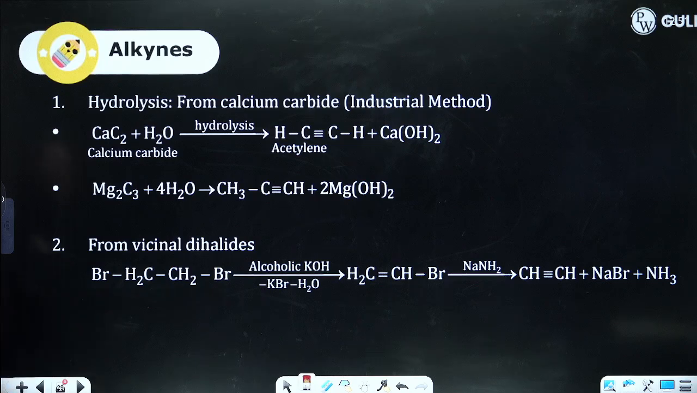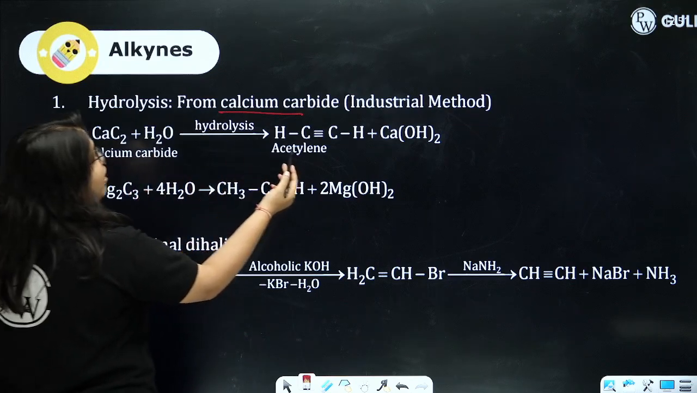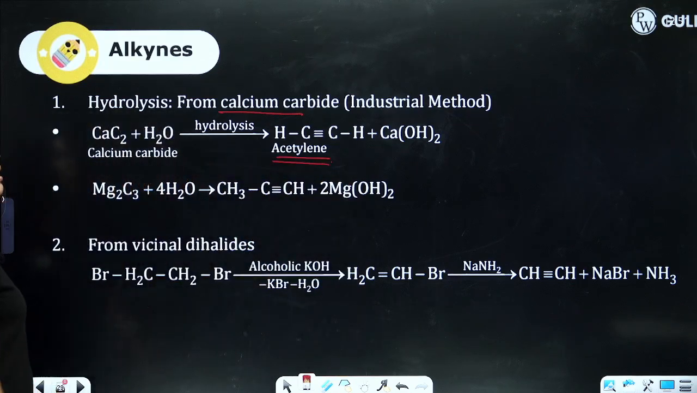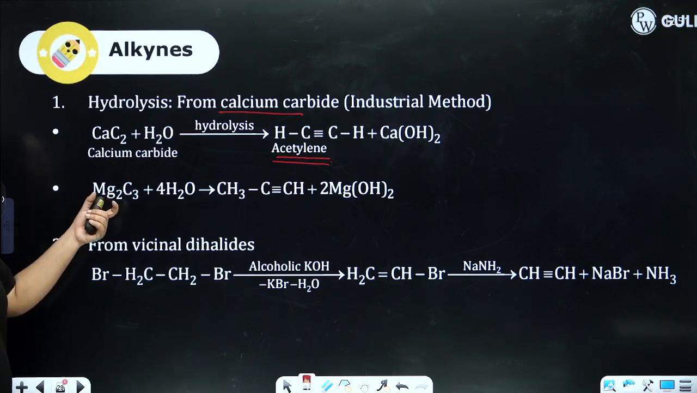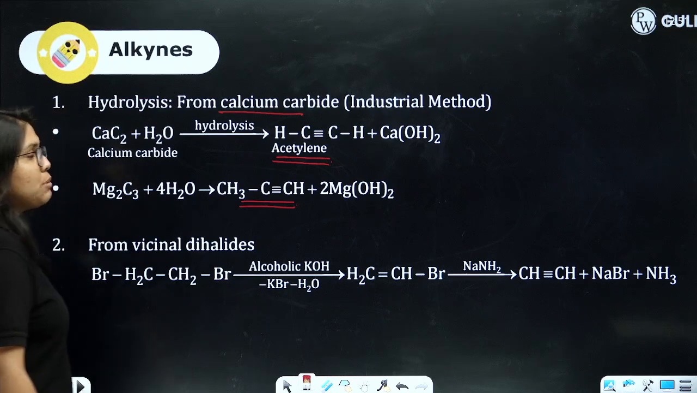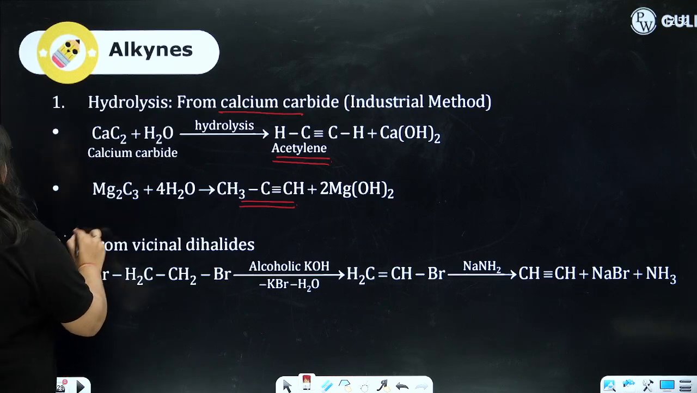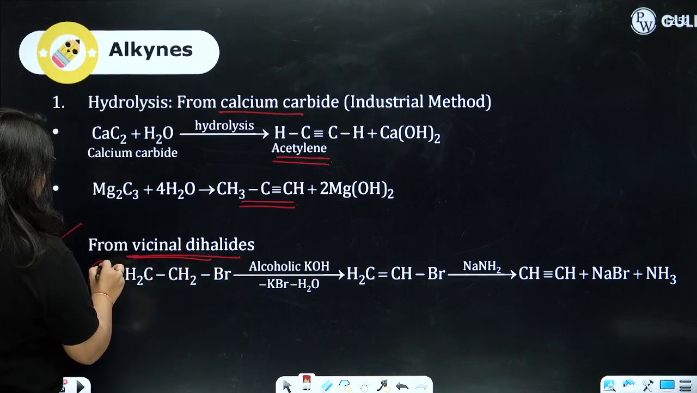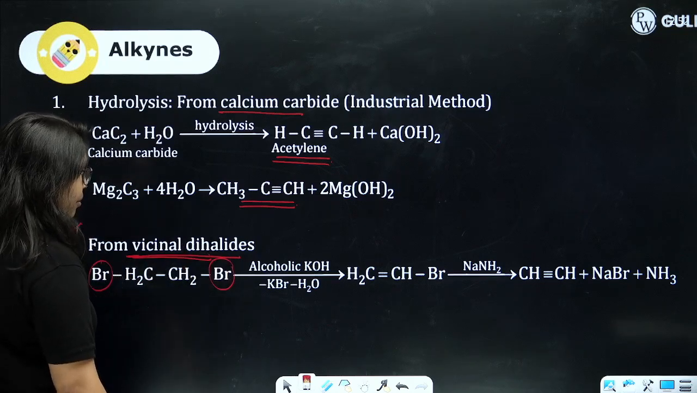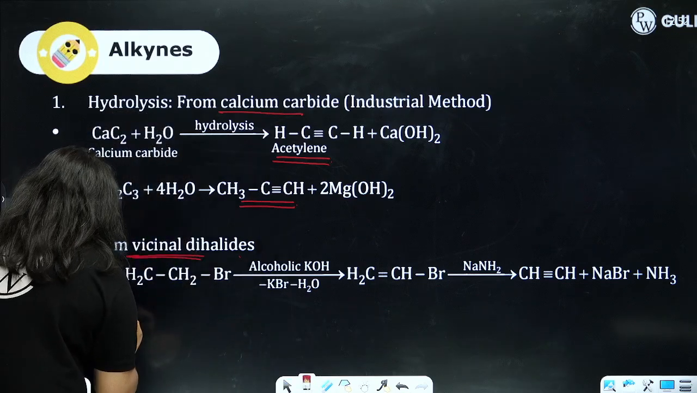Now, how do you actually prepare alkynes? Calcium carbide reacts with water to give rise to acetylene, plus calcium hydroxide. Similarly, magnesium carbide reacts with water to give rise to an alkyne, that is propyne, along with the formation of magnesium hydroxide. Then another way of preparation is from vicinal dihalides. You can remove the bromine. Basically, what happens is beta elimination takes place. So if I write the molecule, it is something like this.